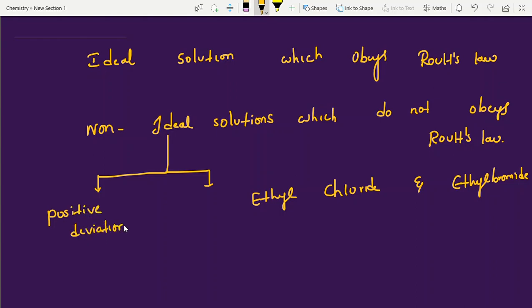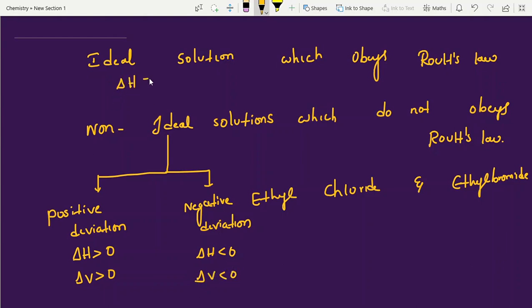In positive deviation, delta H mixing is greater than 0 and delta V mixing is greater than 0. In negative deviation, delta H mixing is less than 0 and delta V mixing is also less than 0. But in ideal solutions, delta H mixing equals 0 and delta V mixing is also 0. Only the main important points I am teaching here. Ideal solutions obey Raoult's law, non-ideal solutions do not, and non-ideal solutions have two types, positive and negative.